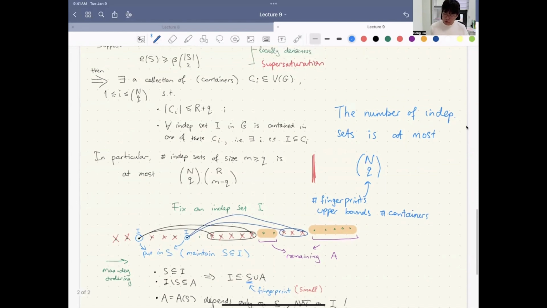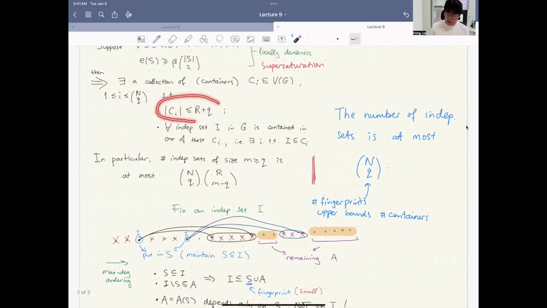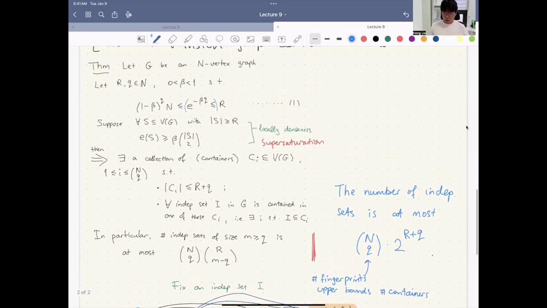And then, since we know each container has size at most capital R plus Q, each such container contains at most 2 to the its size number of independent sets. So we just simply multiply by 2 to the R plus Q. So this crude bound is sometimes also useful. We will see later in the application.